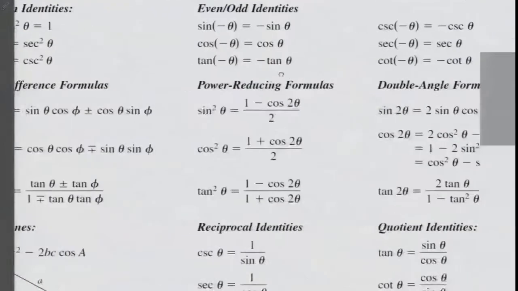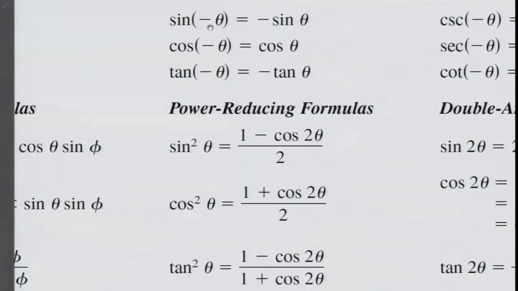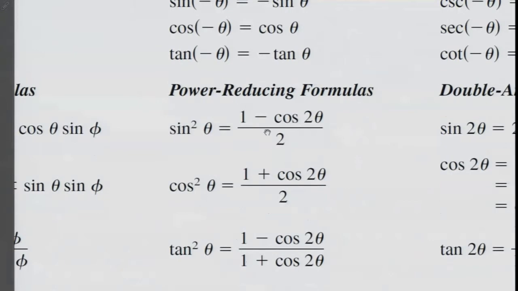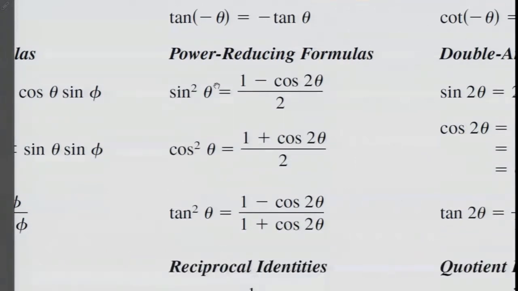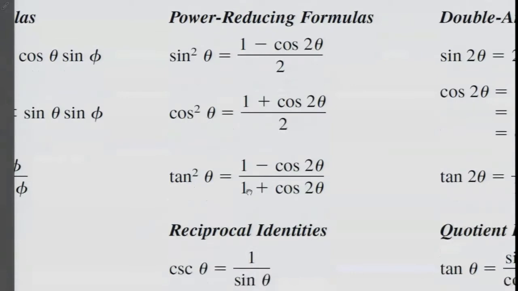Even and odd identities. So the sine of, let's say, minus 30 degrees would be equal to minus the sine of 30 degrees, for example. These are the even and odd identities. Here are some identities that are very useful for reducing the power of sine, cosine, or tangent. Sine squared happens to be equal to 1 minus cosine of 2 theta over 2. Cosine squared is 1 plus cosine of 2 theta over 2. And then we have the one for tangent.